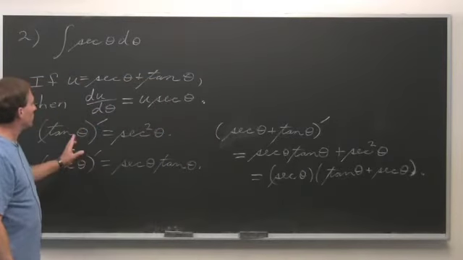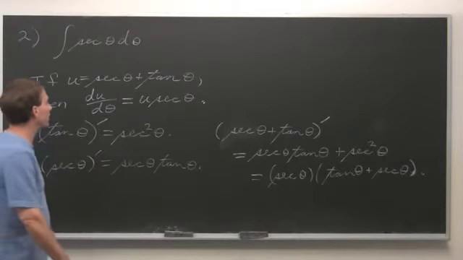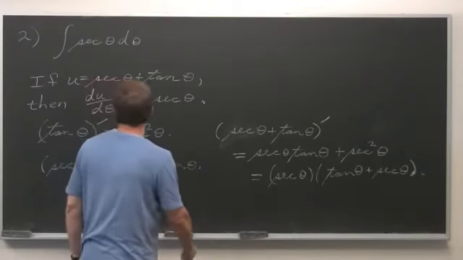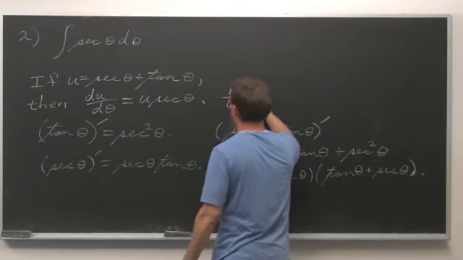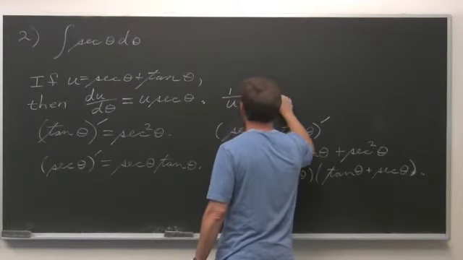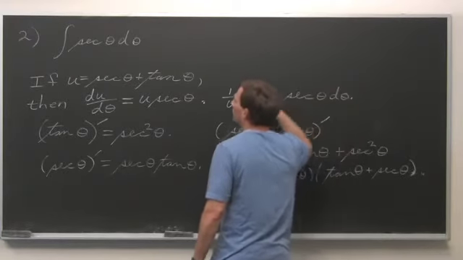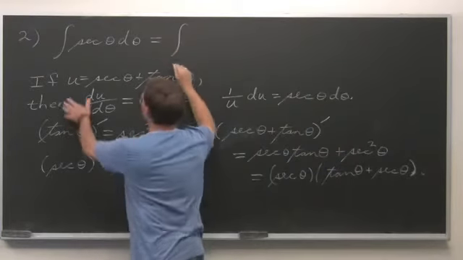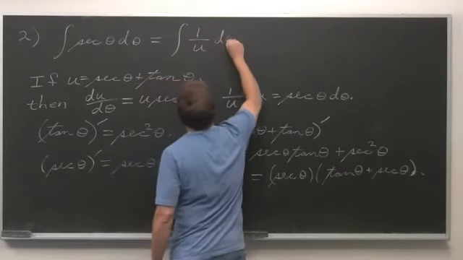You get this. Well, what does this mean? If you put the u over here and the d theta over there and insert integral signs, what it tells you is that, without the integral signs, 1 over u du is secant theta d theta. And so this integral, with this substitution, becomes 1 over u du.